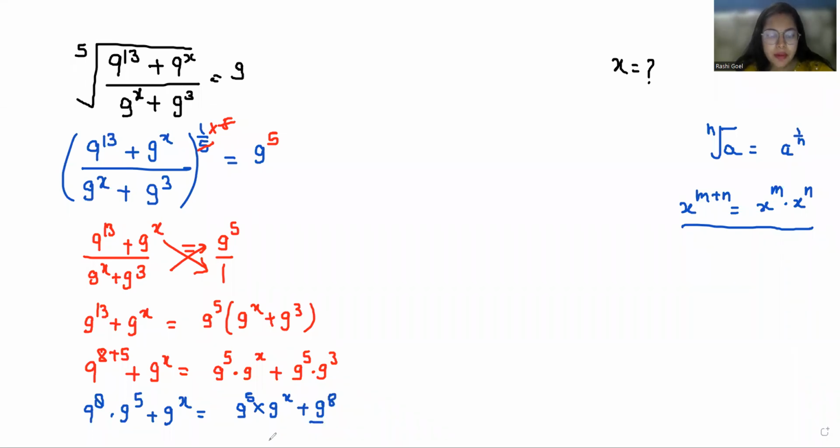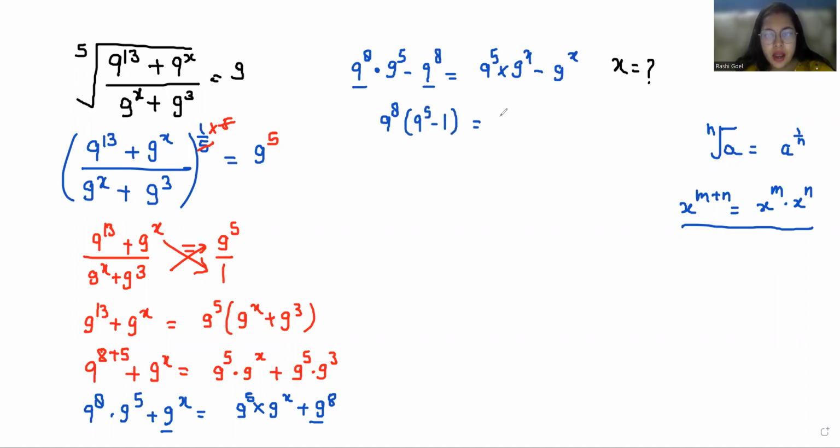Now I'm taking this 9^8 to the other side and 9^x to this side. So 9^8 times 9^5 minus 9^8 is equals to 9^5 times 9^x minus 9^x. So I can take 9^8 as common: 9^5 minus 1. And if I take 9^x as common, 9^5 minus 1. So we can cancel out this, and 9^8 is equals to 9^x.